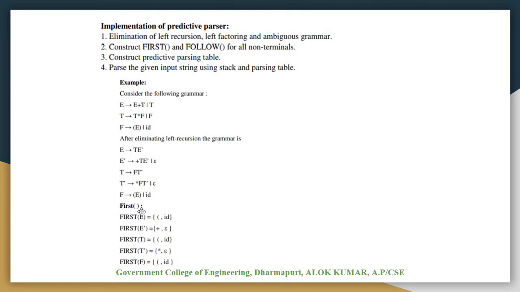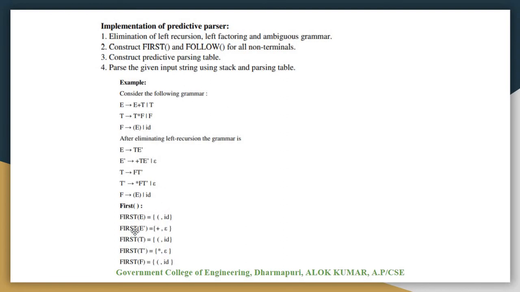So here first of E will be, you can see first of T we will find. So first of T is first of F. First of F is opening parenthesis and ID. So here we will keep that, but F is not generating any empty, so we will not move further. T is not generating empty, so we will not move further. So first of E will be opening parenthesis and ID.